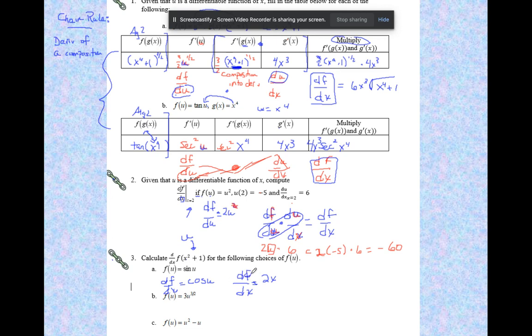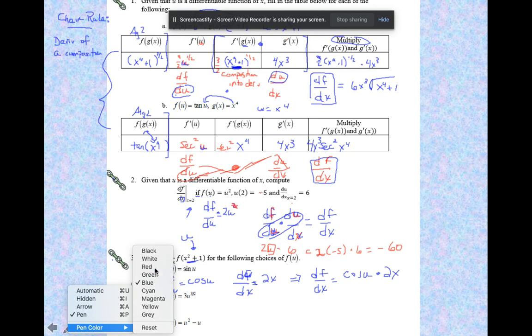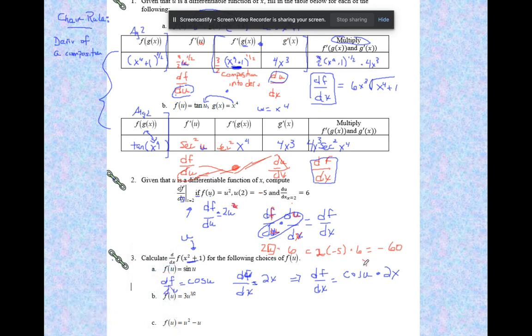So what is the derivative of the function sine u with u as x squared plus 1? Whoops, I'm sorry. This has to be a u, right? C the chain, B the chain. df dx is cosine of u times 2x. Uh-oh, that's too many variables to display. What do I need to do with this u?